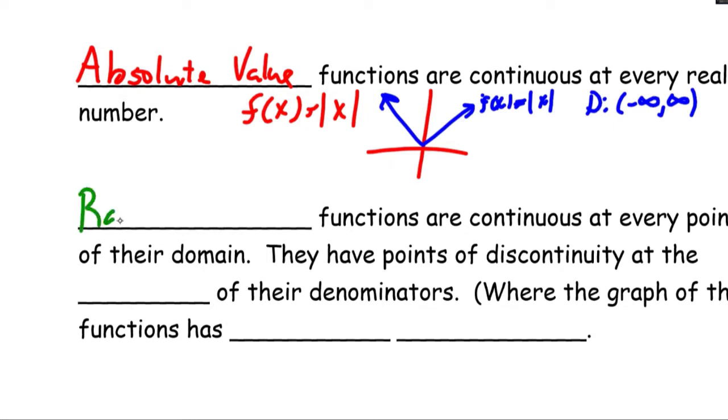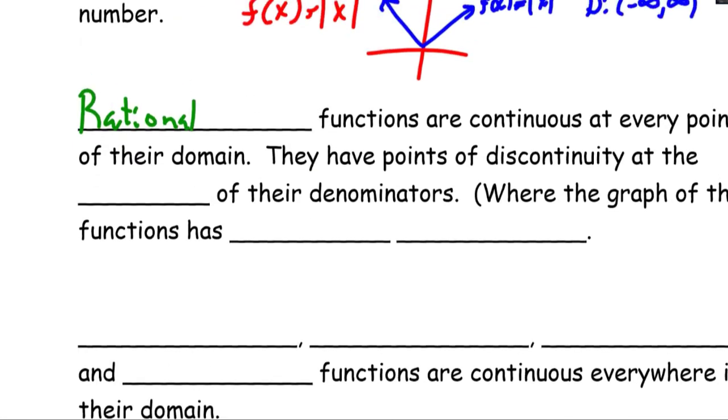Okay. Rational functions are continuous at every point of their domain. All right, so let's talk about what's a rational function. It can be made into a fraction. Here's an example of a rational function. It's something like 1 over x plus 3.